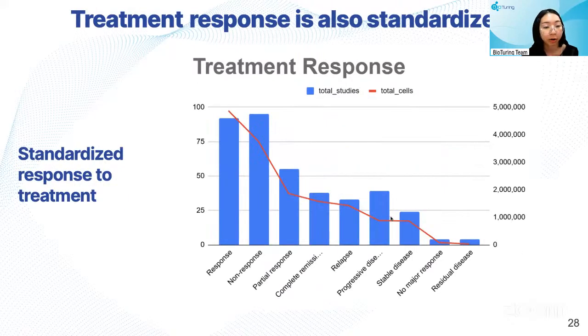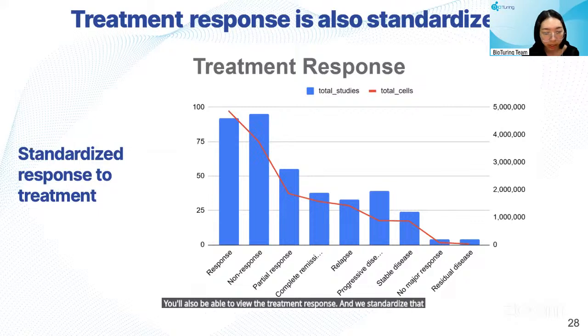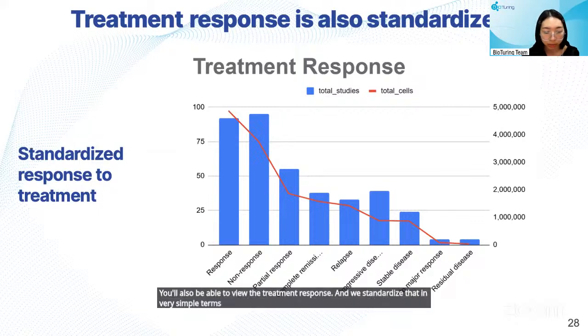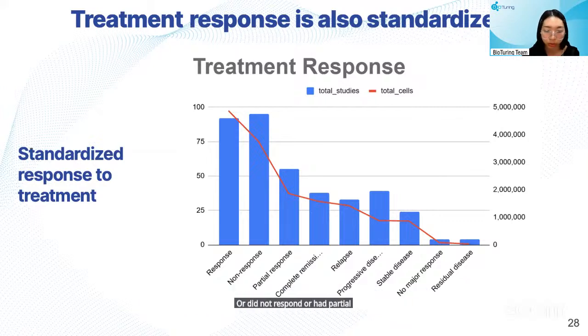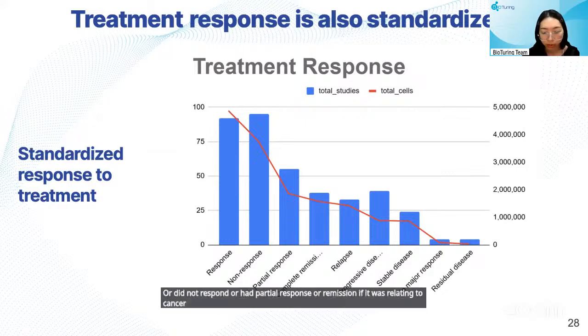Next, again relating to treatment, you'll also be able to view the treatment response. We standardize that in very simple terms: either the sample or the patient responded or did not respond, or had partial response or remission if it was relating to cancer, or if they were in relapse, for example. So these are all very useful terms for you to do some time point analysis.